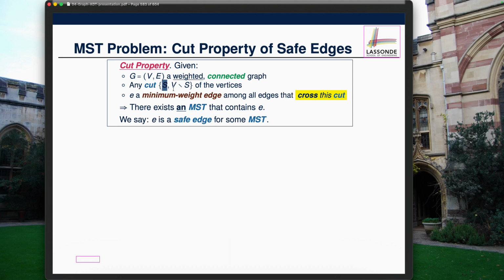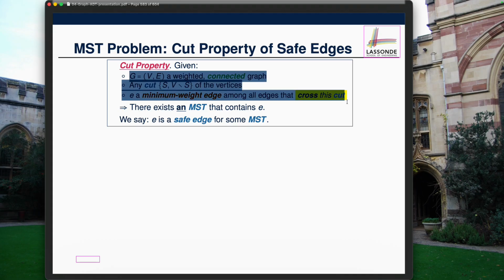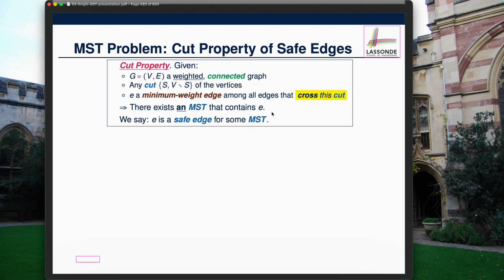But among all these crossing edges, E is the minimum one, the one with the minimum weight. So this is very important to see: E is a minimum, and this is a conclusion about the cut property. If you got all these three conditions actually given, then you can say that the E here must be part of the minimum spanning tree somehow. Okay, so there will be some minimum spanning tree, because the number of minimum spanning trees from any connected graph may not be unique.